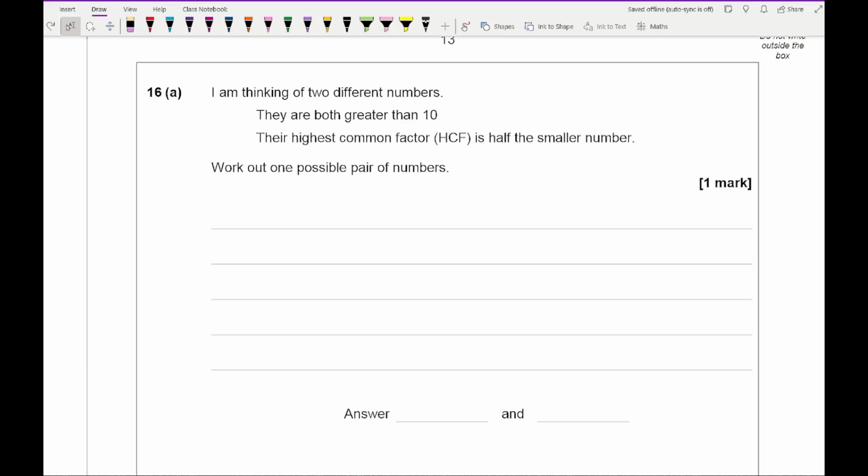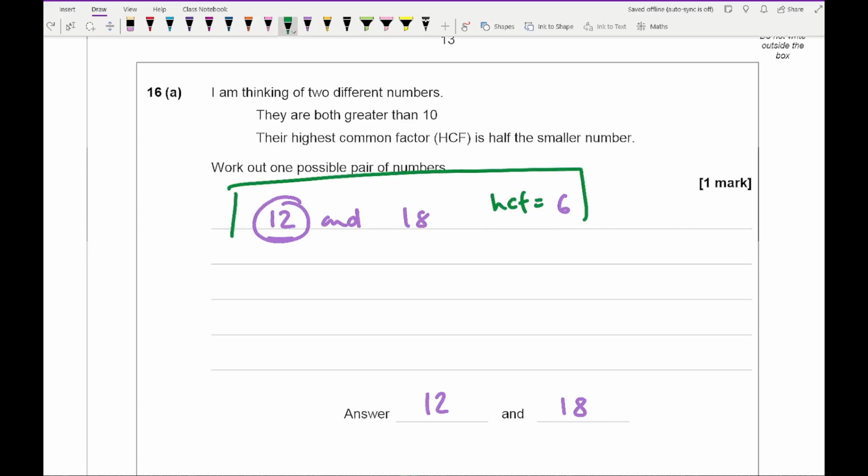Now, this one's only worth 1 mark, so you've got to basically pick two numbers that are greater than 10, where half the smaller number is the highest common factor between the two. So you can do this by guessing and playing it. Here I could have an answer of 12 and 18. The highest common factor between 12 and 18 is going to be 6, and that is half of the smaller number. So an example we could have is 18 and 12. To make sure the two numbers you've picked are correct, I write HCF equals 6. So that's one particular example.